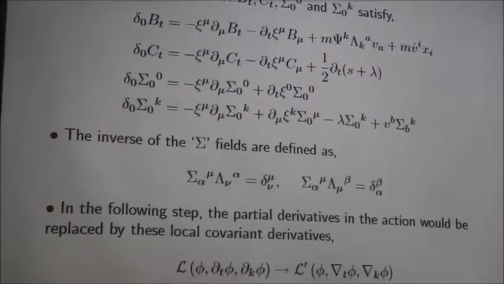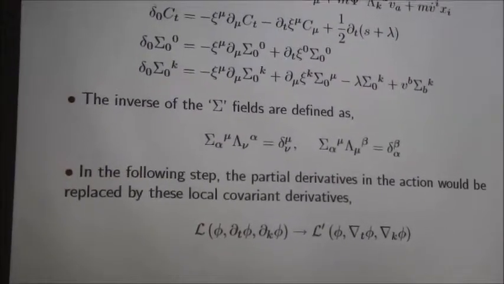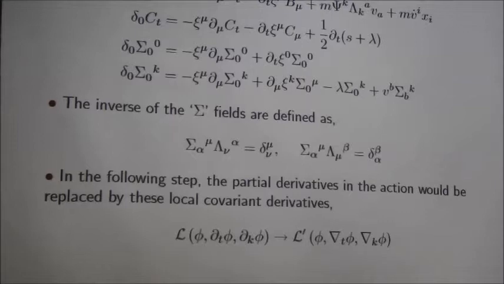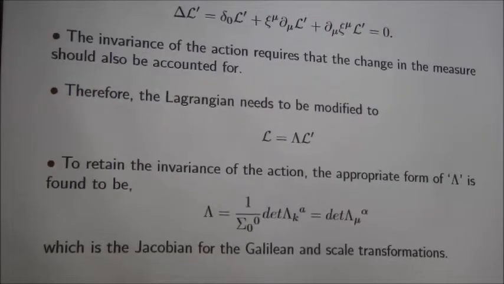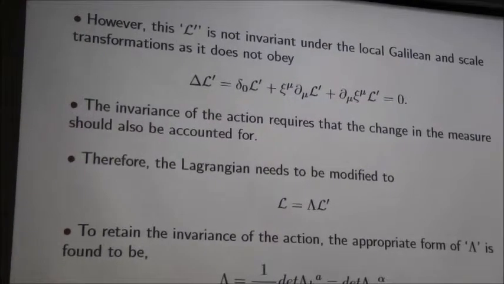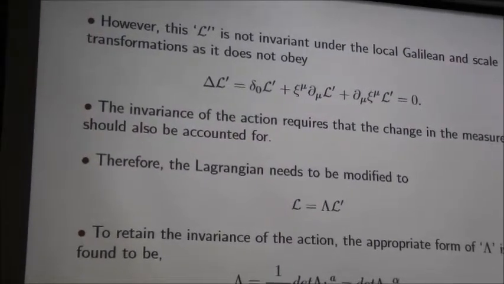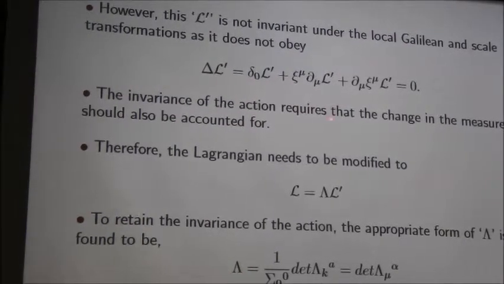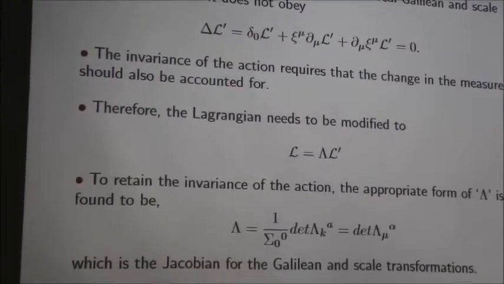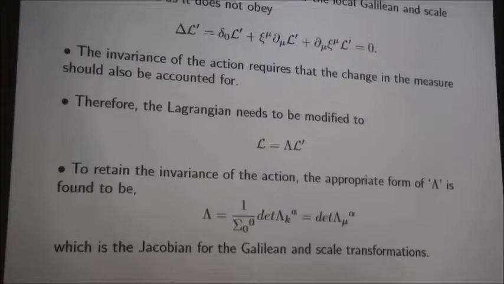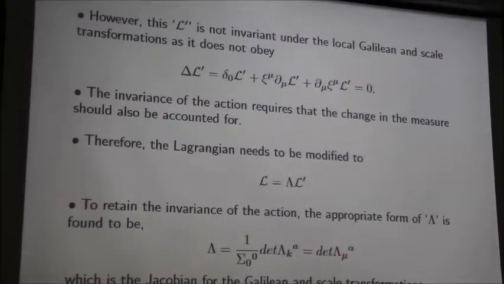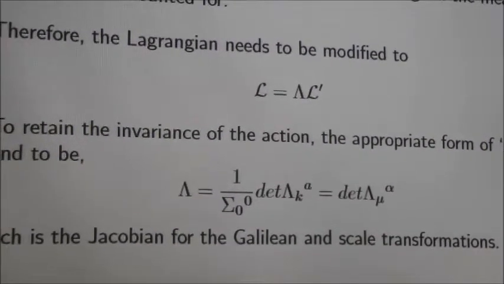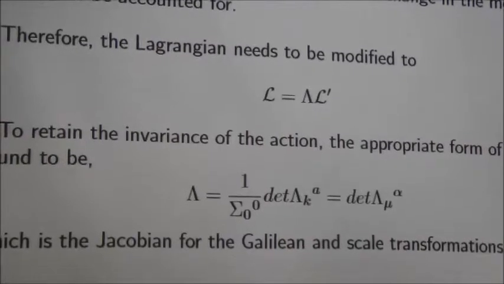Now I will define the inverse of the sigma fields, which are defined in that way. In the following step, we replace the partial derivatives with the covariant derivatives, and then we get the modified Lagrangian. But we can find that this modified Lagrangian is still not invariant. So we have to incorporate the change in measure due to this coordinate transformation. So this lambda will take the expression of the determinant of lambda mu alpha, where lambda mu alpha is the inverse of sigma mu alpha. And it is also the Jacobian for the Galilean and the scale transformations.